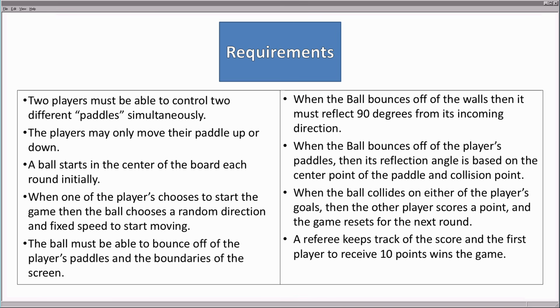When the ball bounces off the walls, it must reflect 90 degrees from its incoming direction. When the ball bounces off the player's paddles, then its reflection angle is based on the center point of the paddle and the collision point. When the ball collides with either of the player's goals, then the other player scores a point and the game resets for the next round. A referee keeps track of the score, and the first player to receive 10 points wins the game.